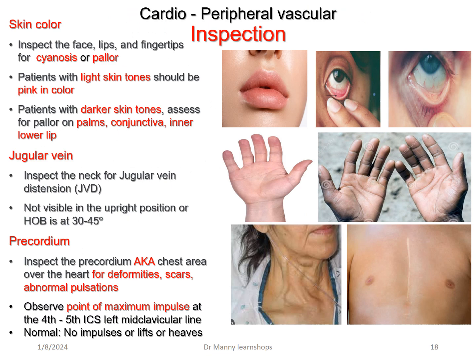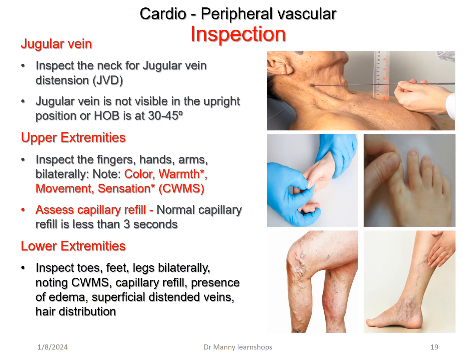When you inspect the jugular vein, it's not visible, as I said, typically. When you inspect the upper extremities, inspect the fingers, hands, arms bilaterally, and you note the colour, the warmth, movement and sensation. You also assess the capillary refill time, which is less than 3 seconds.